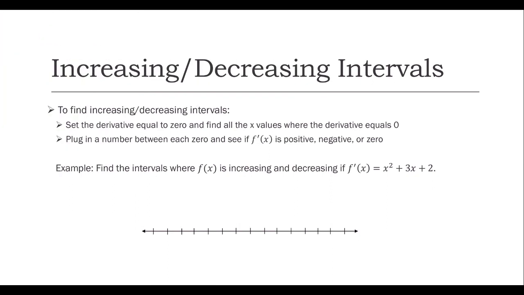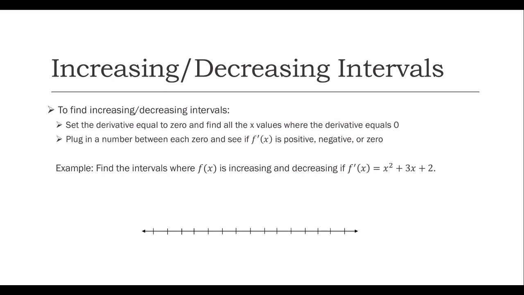Next, we have increasing and decreasing intervals. To find the increasing or decreasing intervals, you'll set the derivative equal to 0 and find all the x values where the derivative equals 0. Then you'll plug in a number between each zero and see if f prime of x, or the derivative, is positive, negative, or 0.